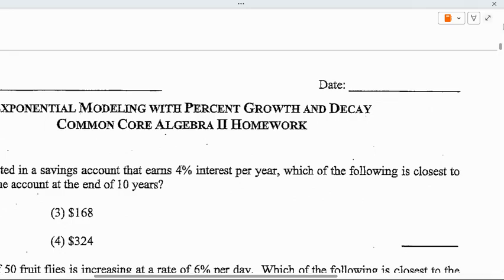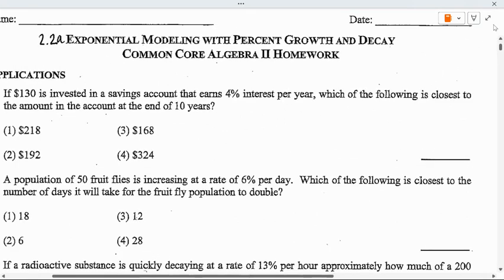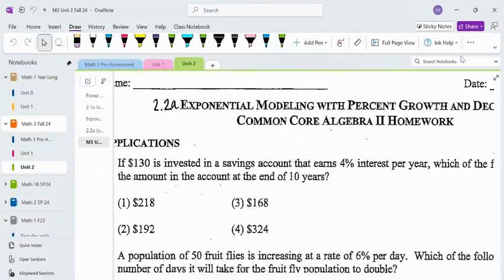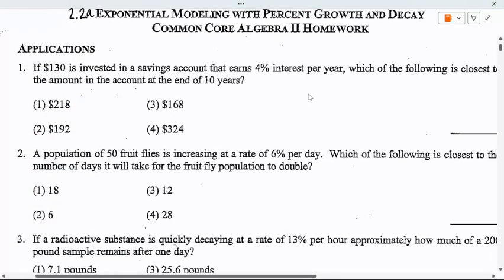Lesson 2.2, exponential modeling with percent growth and decay. This is really, like I said, a homework assignment because we've already done our journal. So we're just going to set some of these up and you guys are going to be the mathies because I'm done mathing for the day.